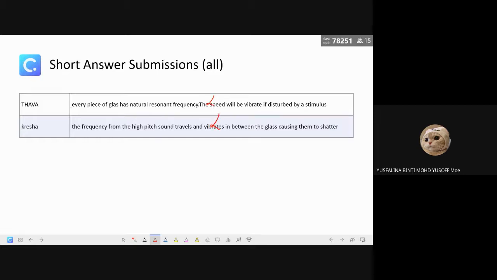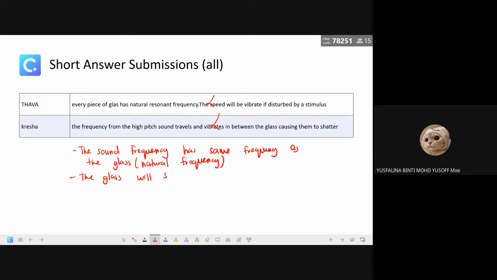Okay, so let's see how actually you want to answer this question. So you have to say, okay, the sound frequency has the same frequency as the glass. All right, that is, we call it the natural frequency. Okay, the glass will start to vibrate in maximum amplitude. Okay, this will cause the glass to break. Okay, so that's the answer.